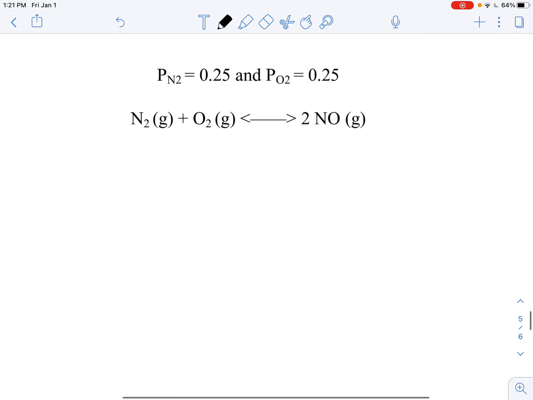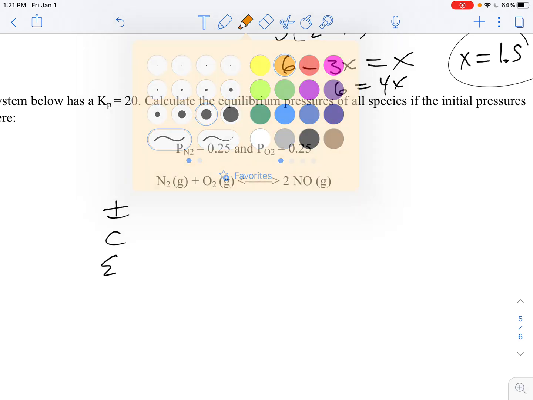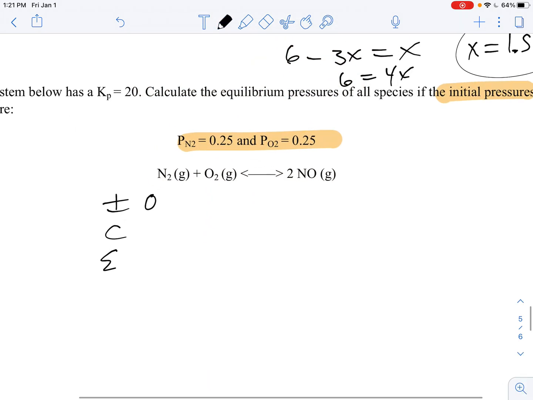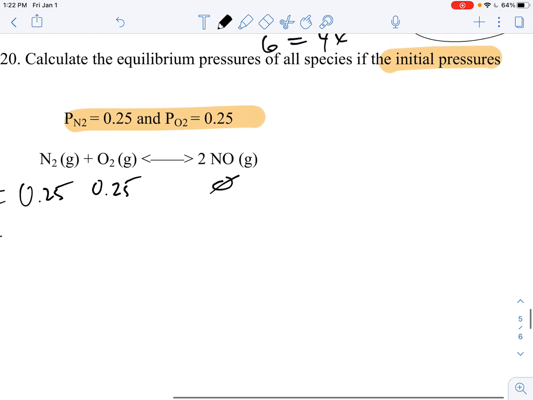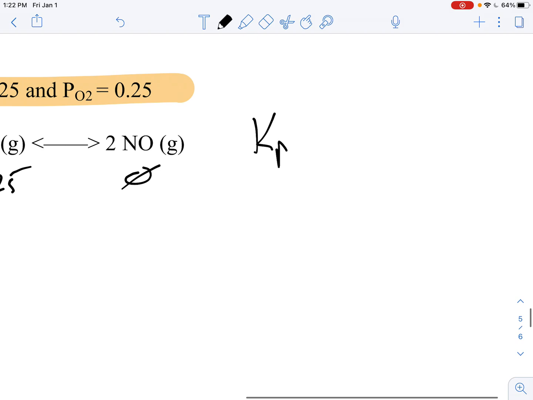Let's look at a more complex version of this same thing. All right, here we go. I've got an I, a C, and an E here. What is it saying? It wants to know what the equilibrium pressures of all the species are if the initial pressures here, so these are the initial pressures, are those guys. So this is 0.25, and this is 0.25, and this is 0 according to that. So I got 0.25 and 0.25 and 0.